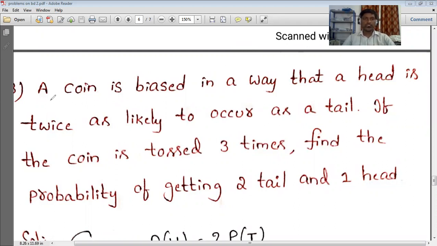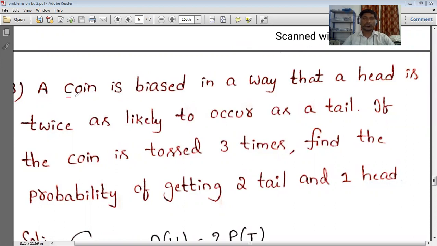So let us see that a coin is biased in a way that a head is twice as likely to occur as a tail. If the coin is tossed three times, find the probability of getting two tails and one head.